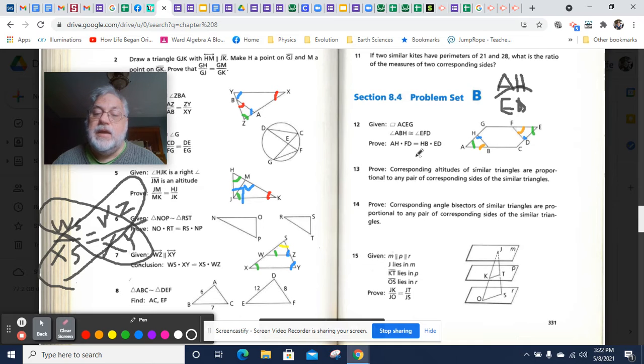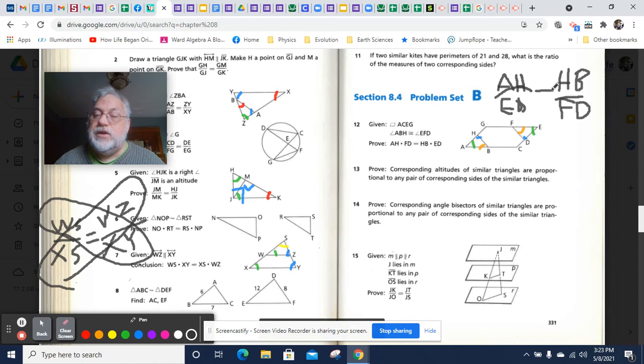Okay, and then we're also dealing with FD and HB. So HB is on our first triangle, so I'm going to stick with that. HB. So HB is from blue to orange, and FD is blue to orange as well. So we have the setup.